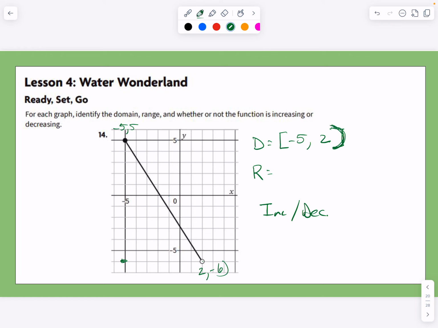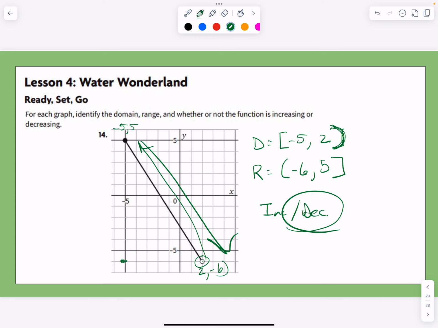My range is going to be anywhere from this spot here all the way up to that spot there. So I will do myself another little curvy line, because it's an open circle, -6, all the way up to a closed bracket for a +5 is my range. This one seems to be going down, so we're going to say that it is decreasing.